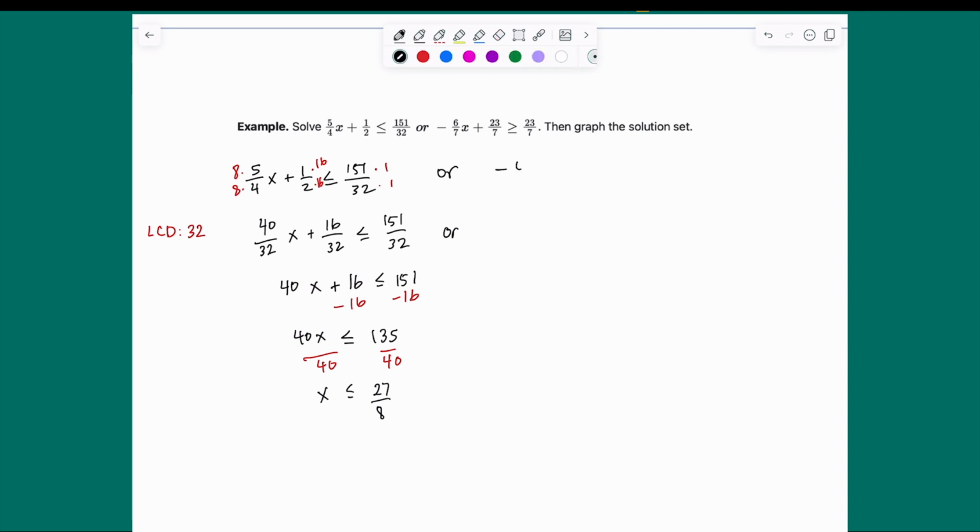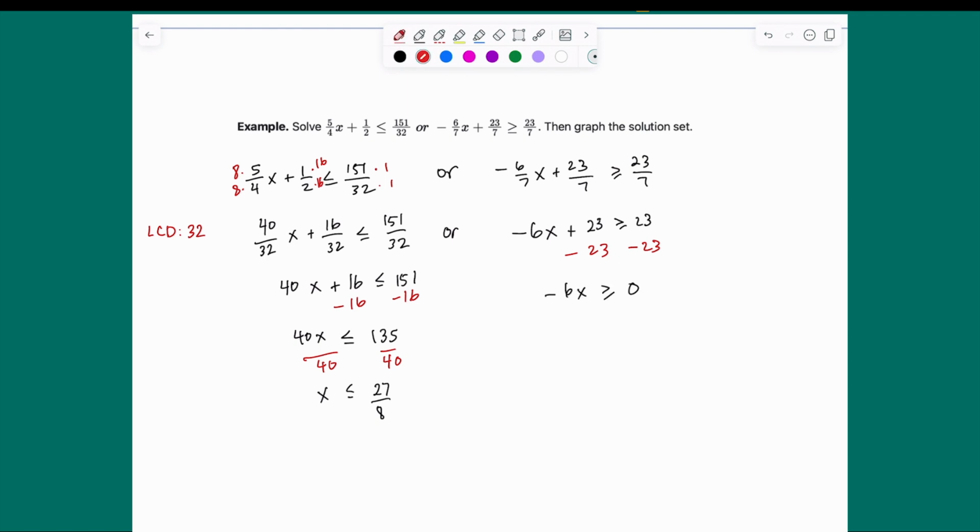All right, once again, we have negative 6 over 7x plus 23 over 7 greater than or equal to 23 over 7. They all have a common denominator already, 7, and so we could forget about it or multiply through by the LCD, which is 7. So that gives us negative 6x plus 23 greater than or equal to 23. And I would isolate the x by subtracting 23 on both sides. That would give us negative 6x greater than or equal to 0.